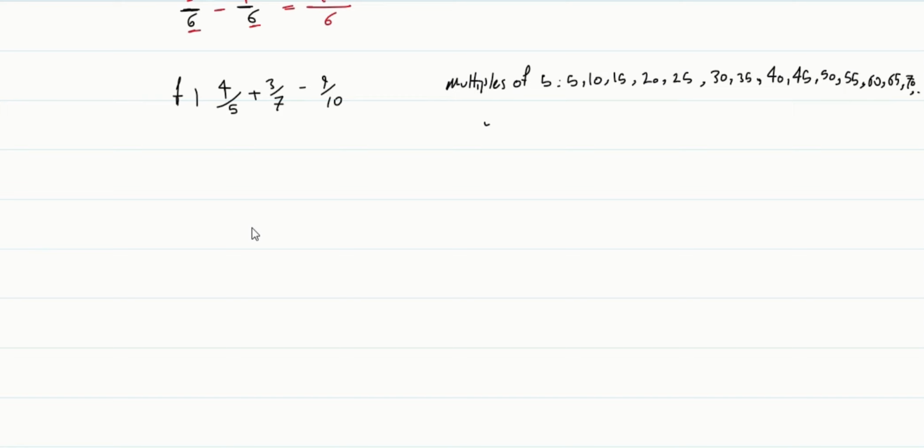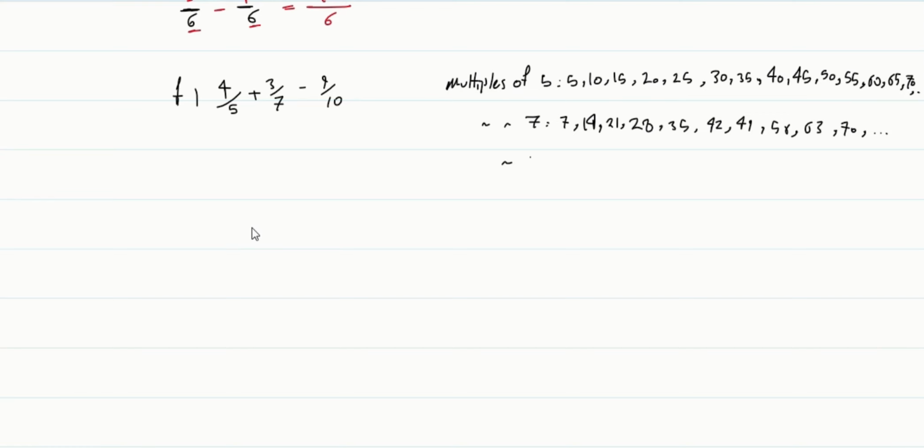And we write the multiples of 7 as well. It would be equal to 7, 14, 21, 28, 35, 42, 49, 56, and 63, and 70, and so on.